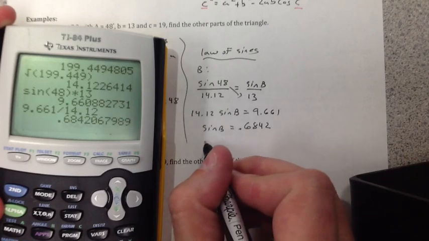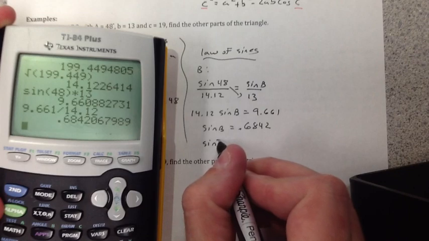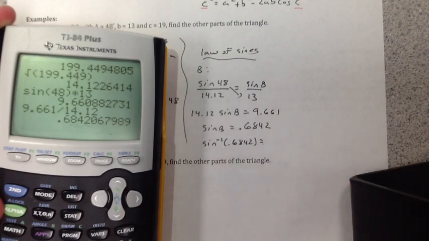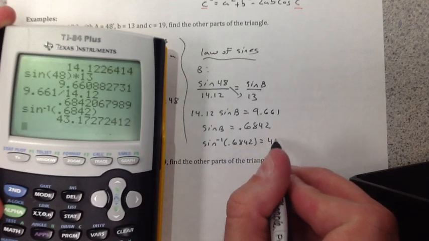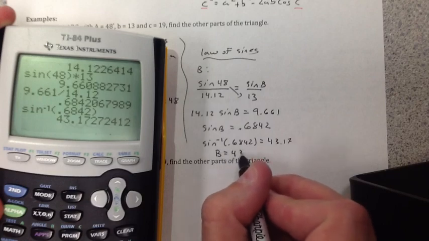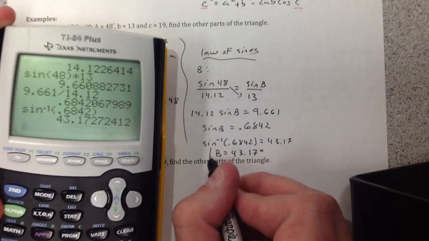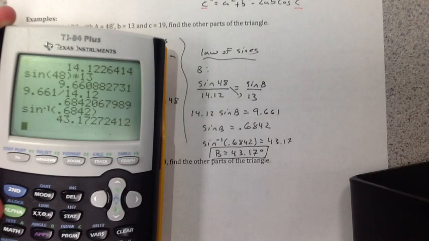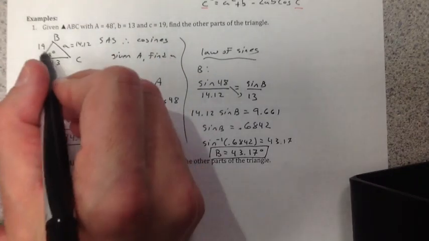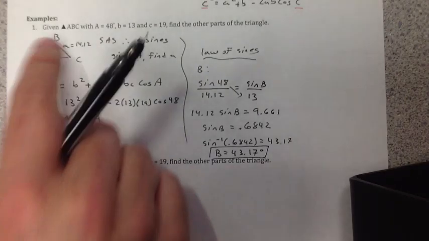Go out about 4 decimal places when you're dealing with trig. And we just take the inverse trig, inverse of sine, inverse of 0.6842, and that's going to give us B, second sine 0.6842, and that gives me 43.17. So angle B is 43.17 degrees. And there's our angle B. So we have little a, we just found B, and now we got to find angle C.